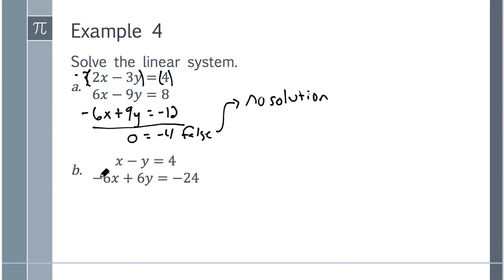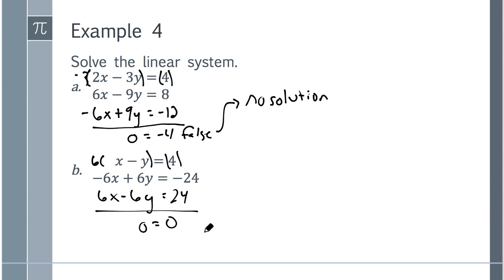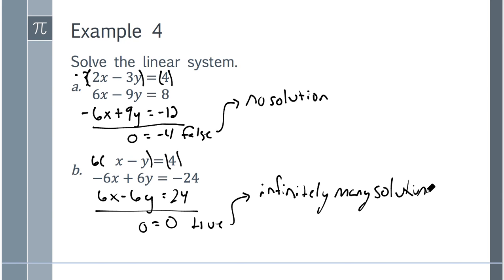All right, let's try the next example here. Well, let's get rid of x's again. Why not? To get rid of x's, it looks like I can multiply the top one by 6. So I get 6x minus 6y equals 24. When I add them, I get 0 equals 0. Ooh, that's true. If that happens, that means no matter what x and y I pick, it's always going to work. So that means I have infinitely many solutions. So these lines must have been right on top of one another, or the same line.